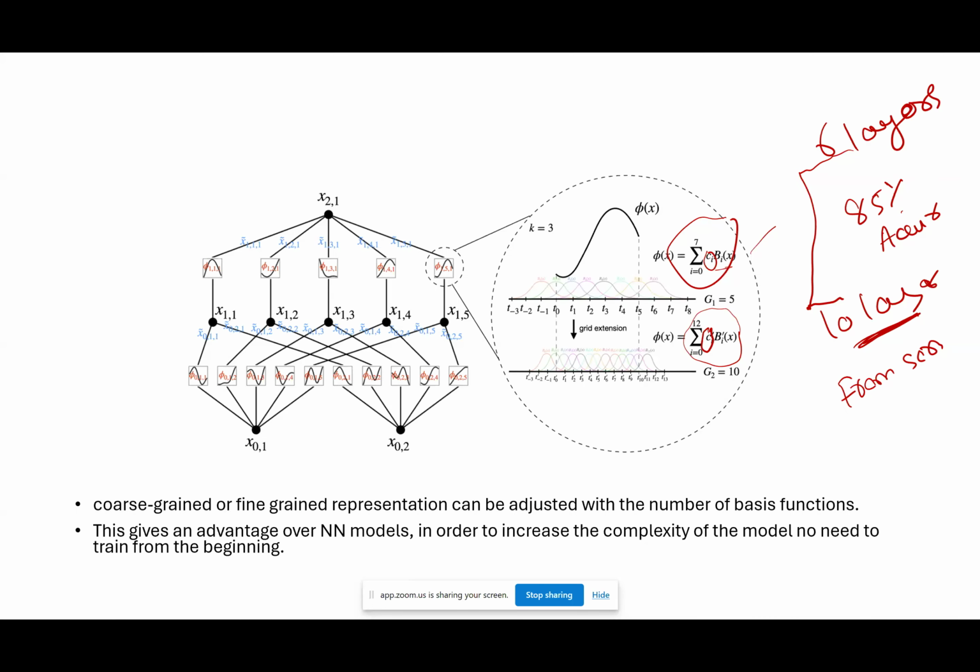Okay, this is the end of the slides. So, this gives some nice new interpretation of the neural network. I think the representation capacity of KAN and neural network is the same, but KAN is more flexible, I guess. That's why it requires fewer parameters. That's what I understood.